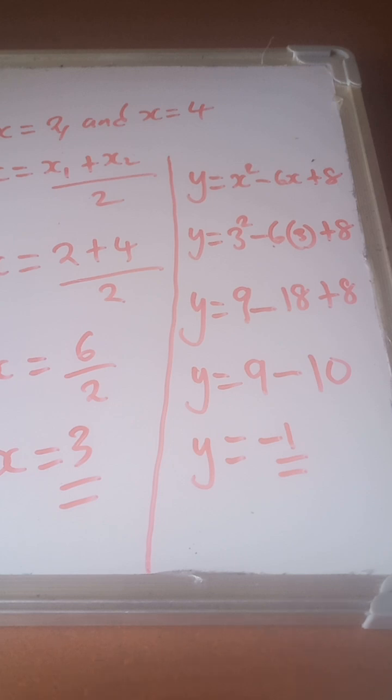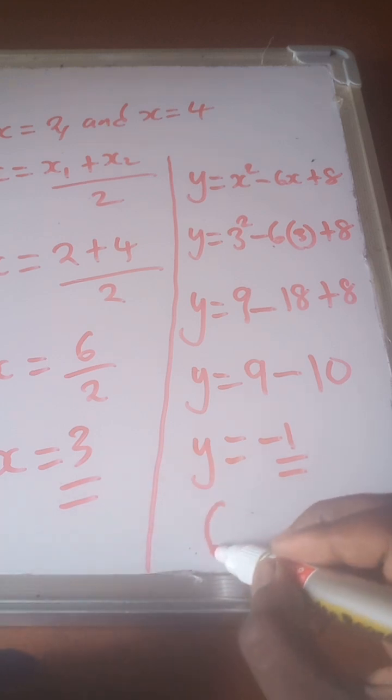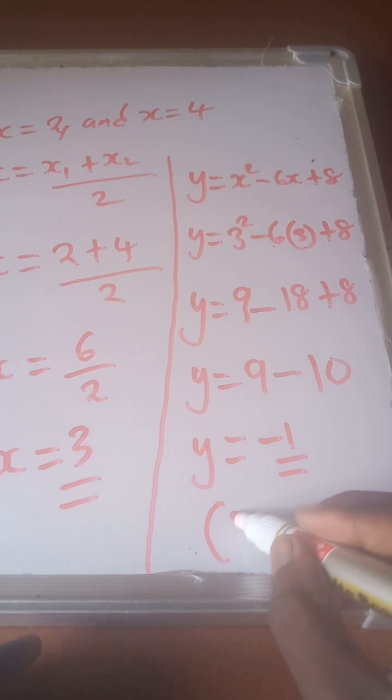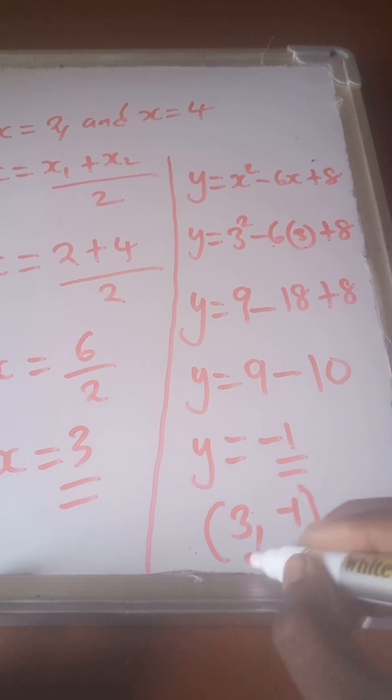Since they wanted the coordinates of the turning point, you know x is what? You do it like this: x is 3, comma, y is negative 1. You close the bracket.